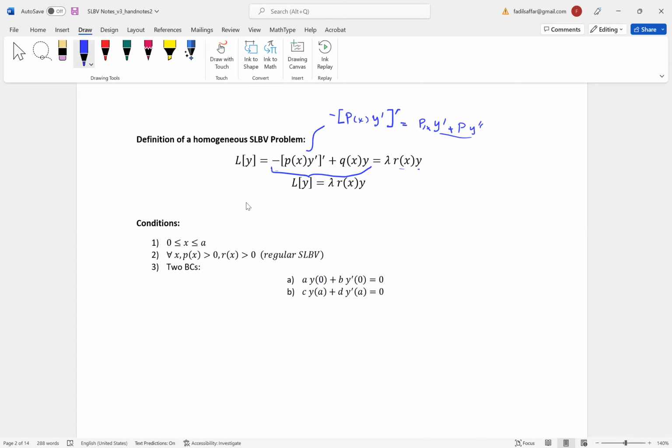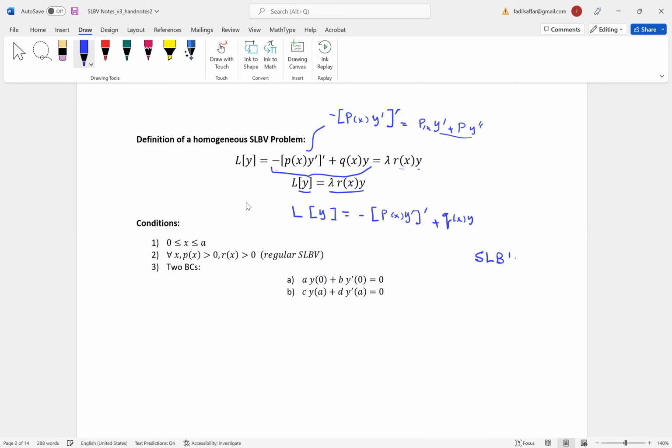The first part on the left side we usually call the linear operator L y, and that's equal to whatever we have written there. The q x part is non-zero in general. In many problems this part is zero, but it doesn't have to be. If we call this part the operator L, that forms the SLBV problem.